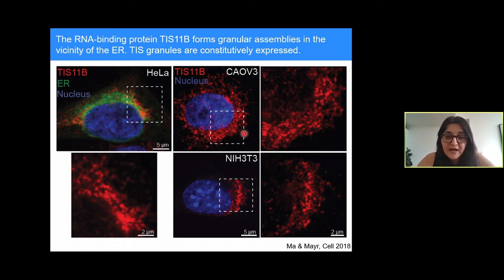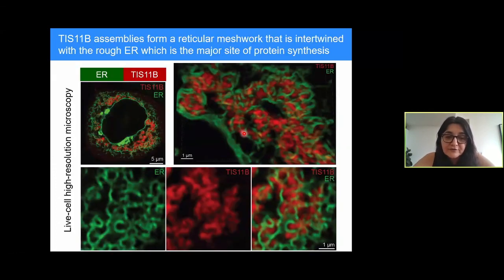So then we wanted to have a closer look, and we turned to live cell high resolution imaging. So this is one cell. In green is the ER, and in red are TIS granules. And you can see that they form a tubule-like meshwork that is very nicely intertwined with the ER. And it localizes to the rough ER, which basically is the major site of protein synthesis of the ER.